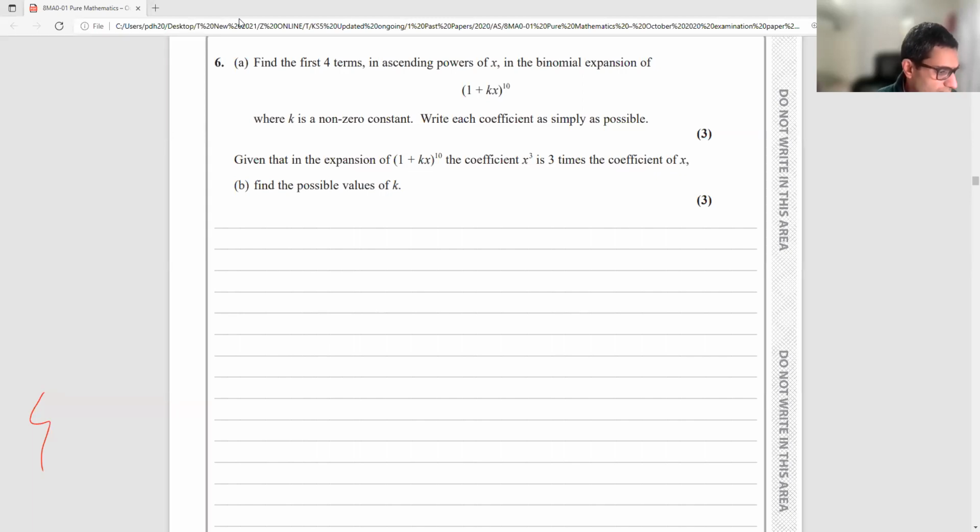Come on. 45, yes, 120. Very good, Sarah. Sarah, which formula did you use? 1 plus x to the power n. This is the formula you use? Yes.